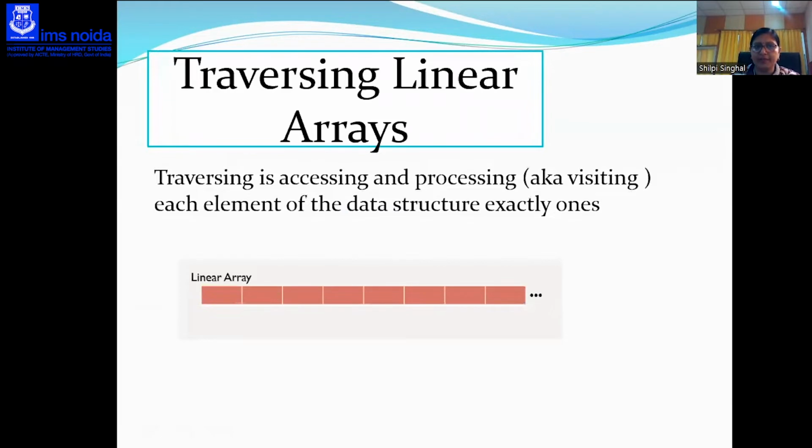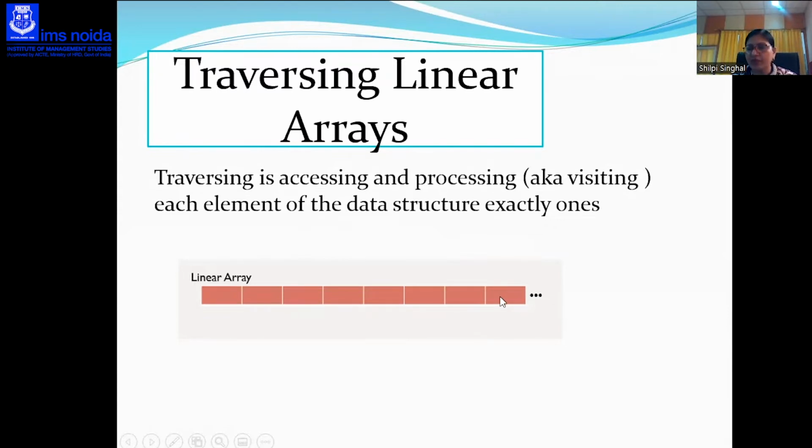Traversing a linear array. Traversing is accessing and processing, also known as visiting, each element of a data structure exactly once. For example, we have an array of size 8, which means we have 8 elements in the array. I have shown this in this example. This is a linear array of exactly size 8.